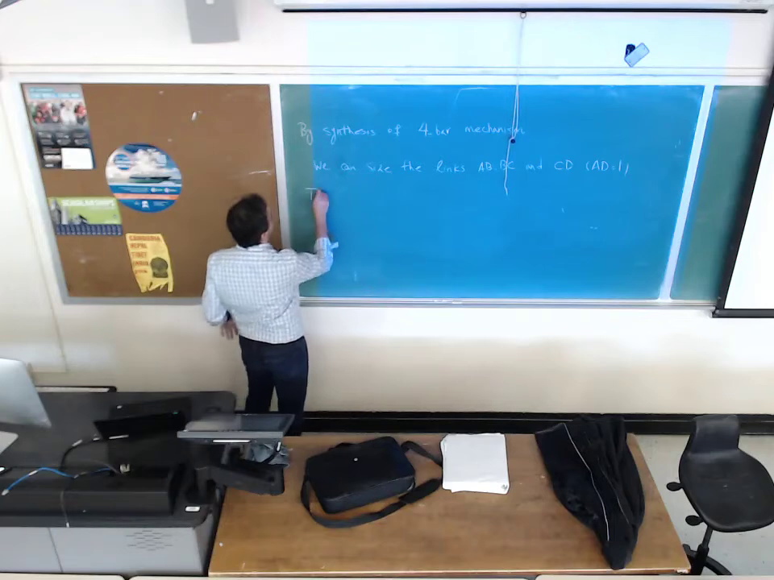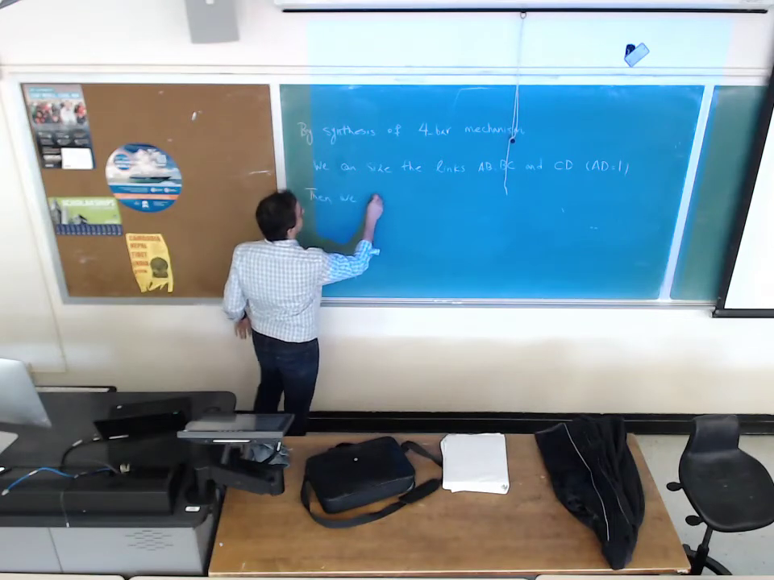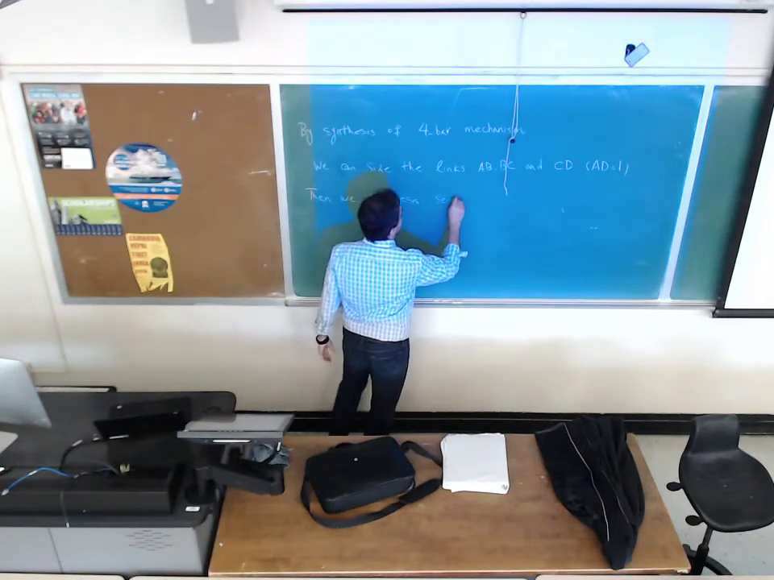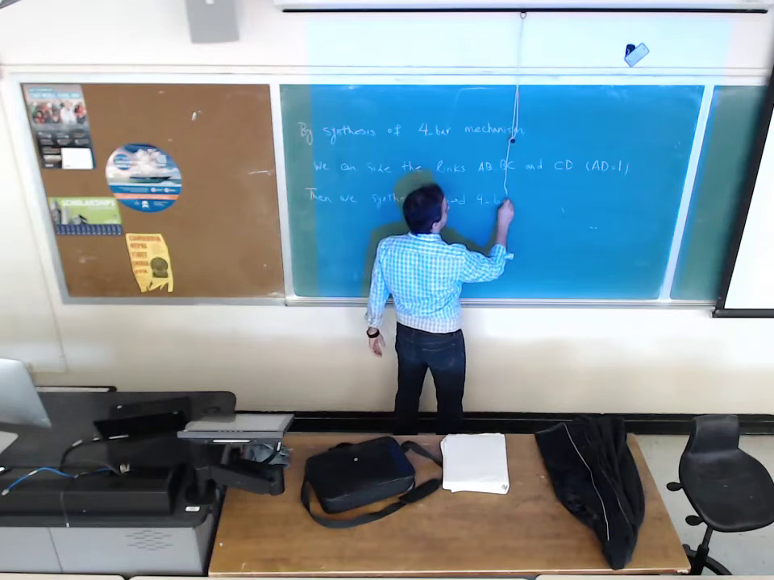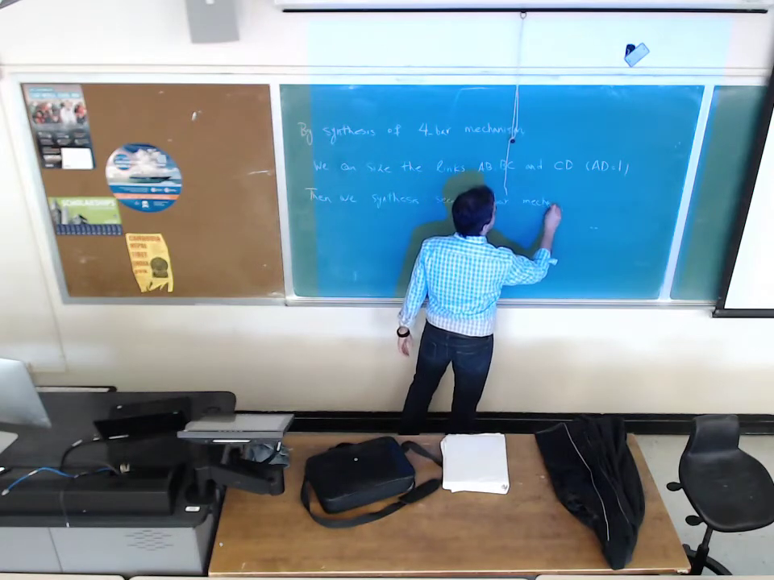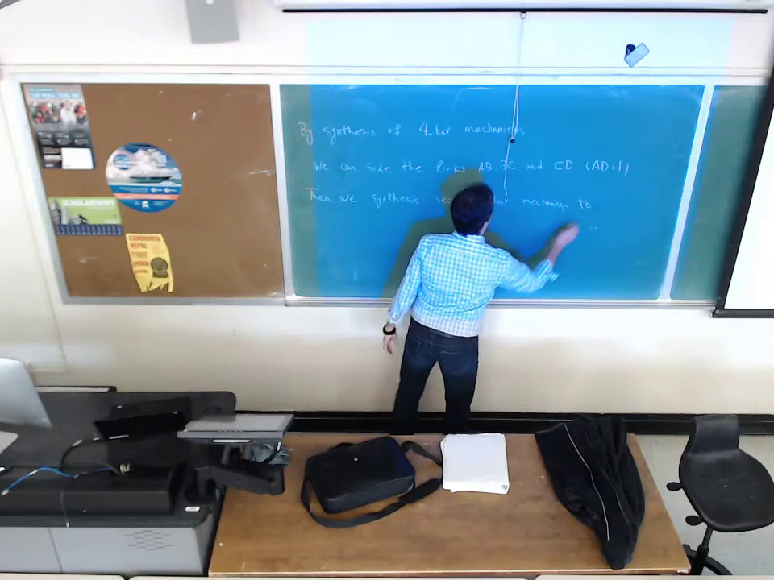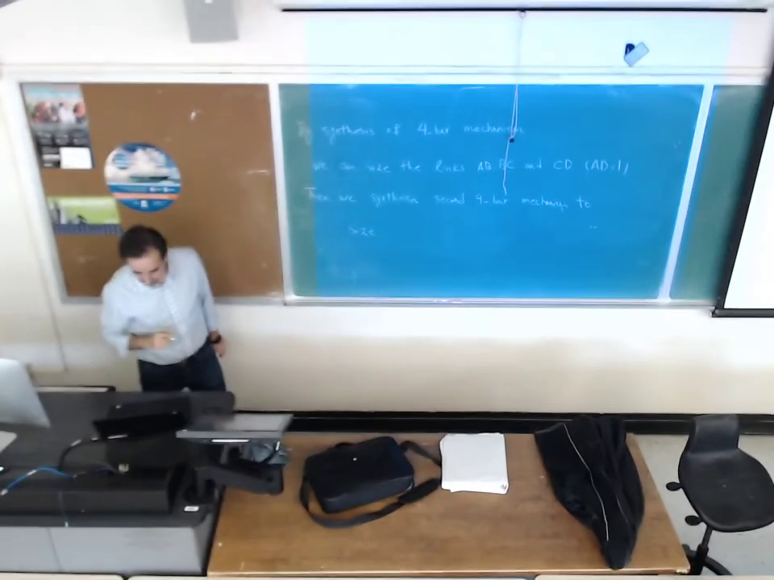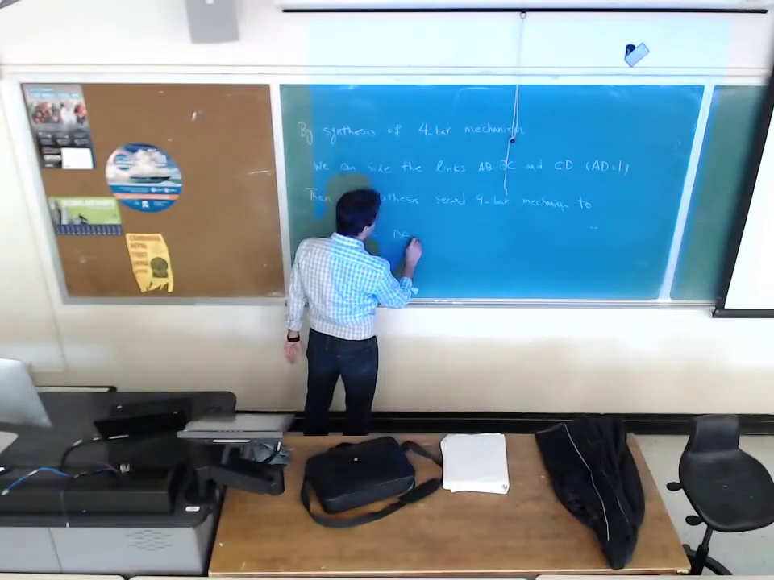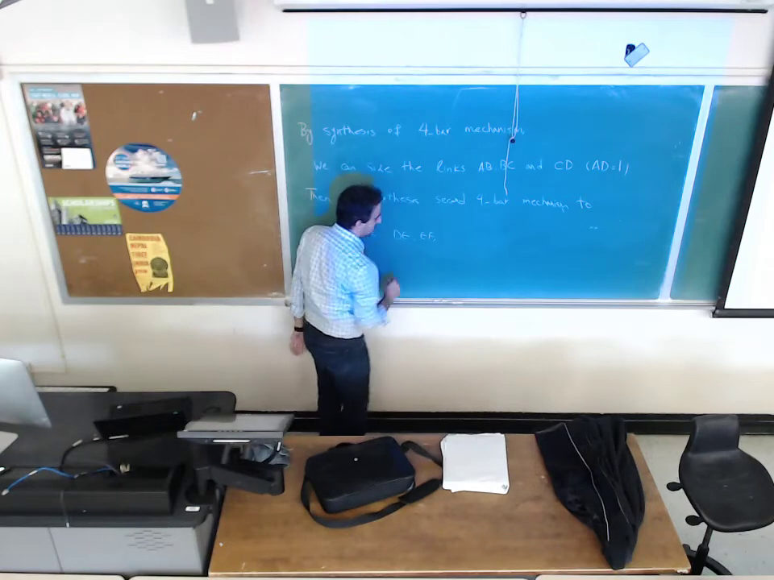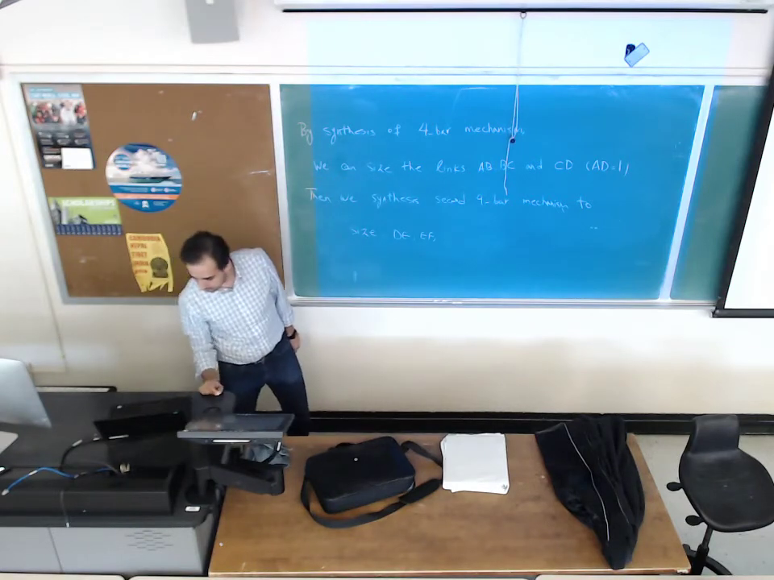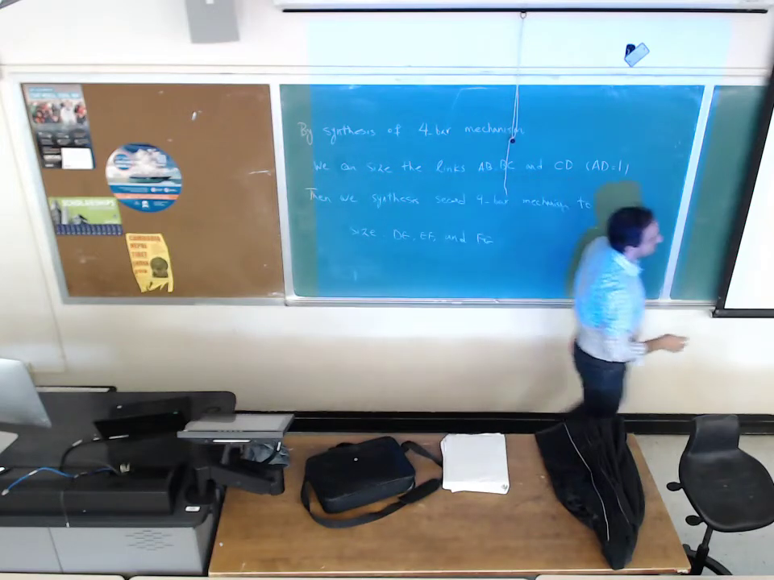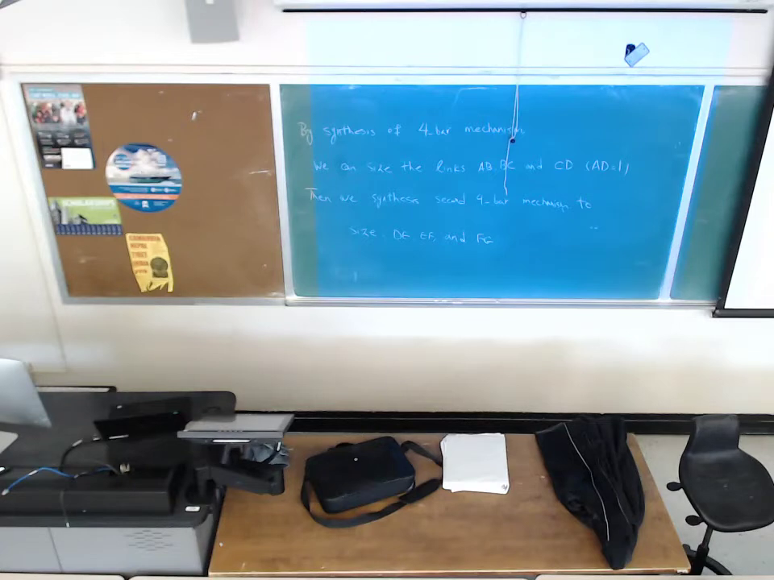So then we synthesize the second four-bar mechanism to size D, E, F, and FG, and we are done.